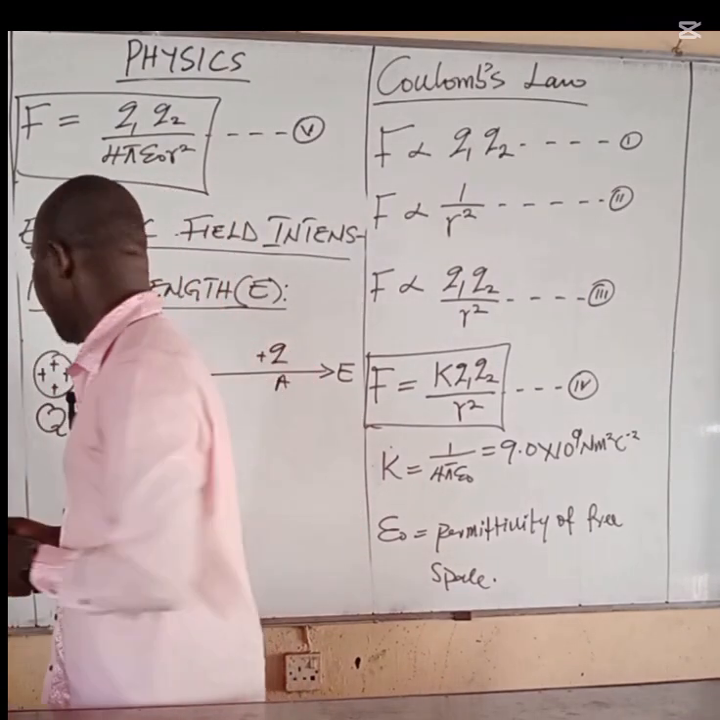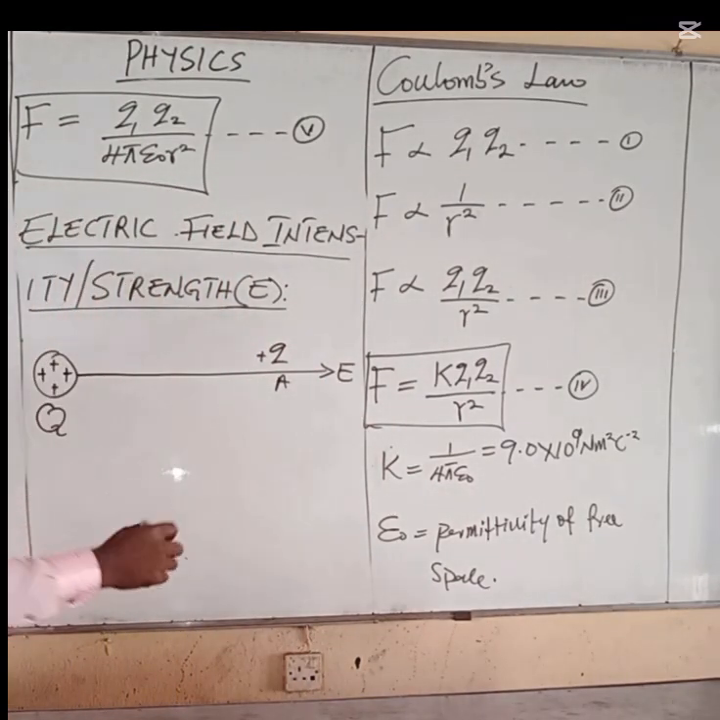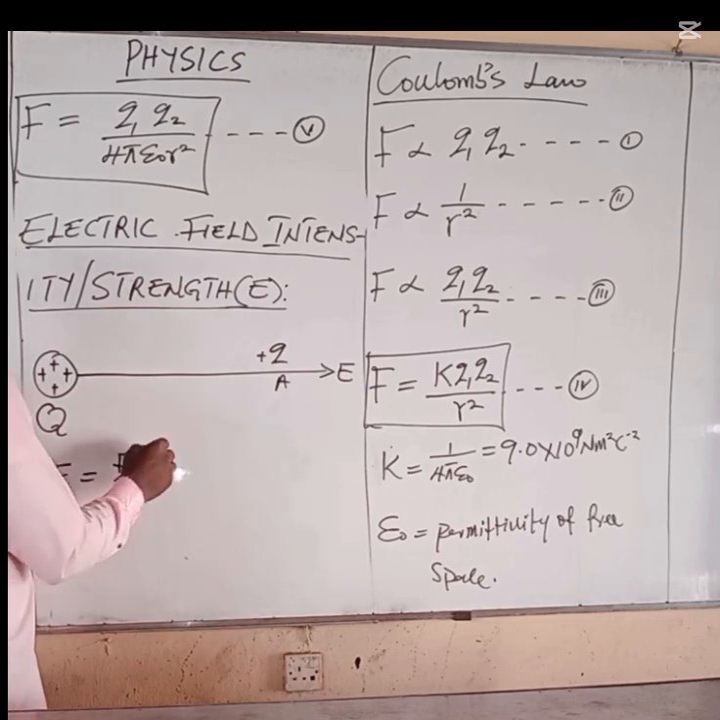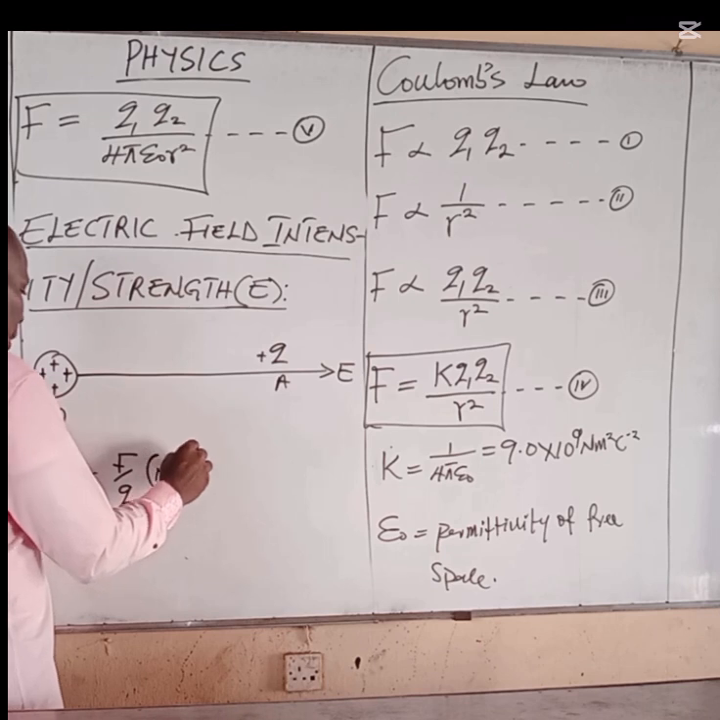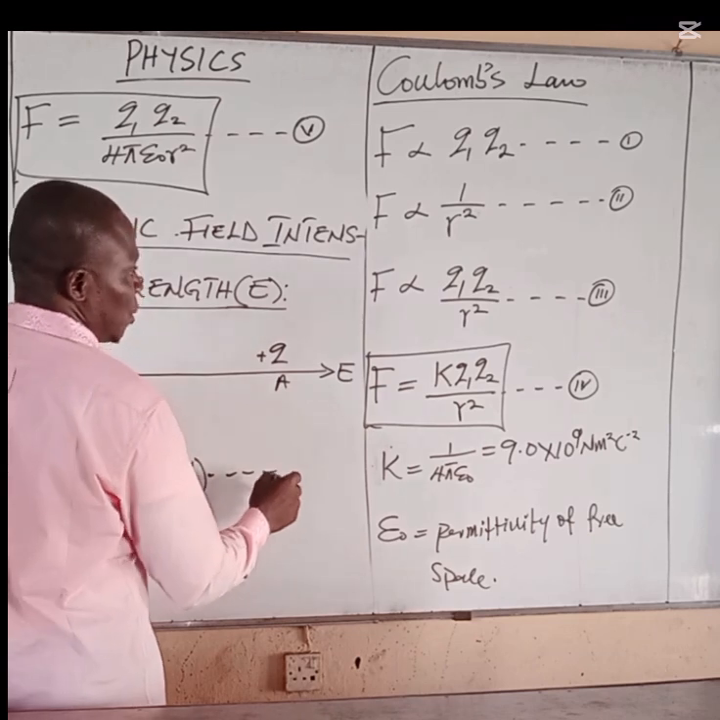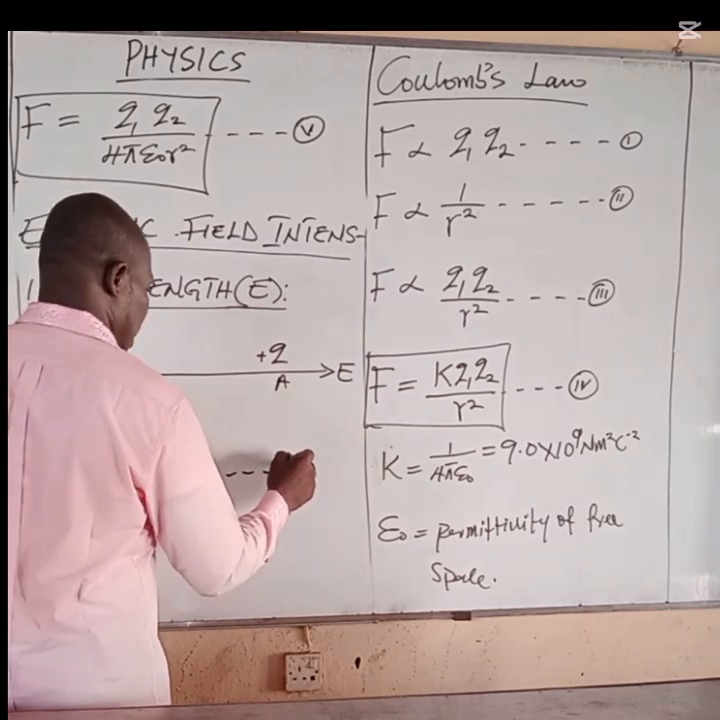Now, having defined that, we said that electric field intensity E is equal to force per unit charge. Since F is in Newton and Q is in Coulomb, the unit becomes Newton per Coulomb. So we progress from there. We can call this equation 6.